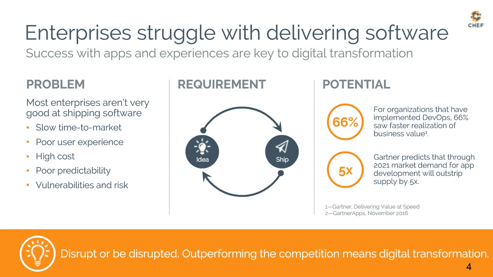So results of this slow cycle means that there's slower time to market. They have poorer user experiences for their end users. Software is very expensive to ship and update. They're unable to predict when they're going to be able to launch a bunch of new features, and they're more exposed to vulnerability and risk because of the longer cycle that software shipping takes for them.